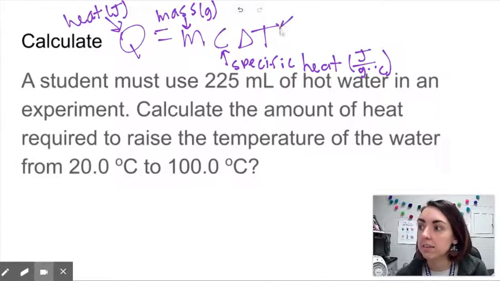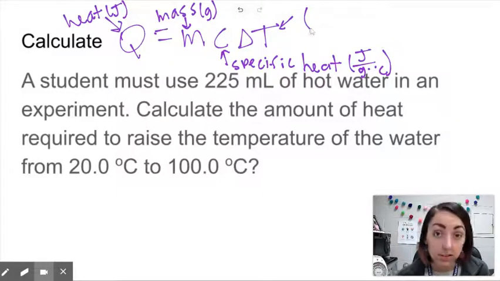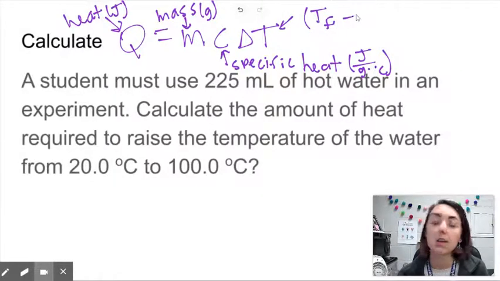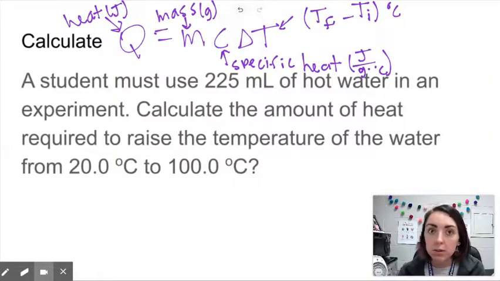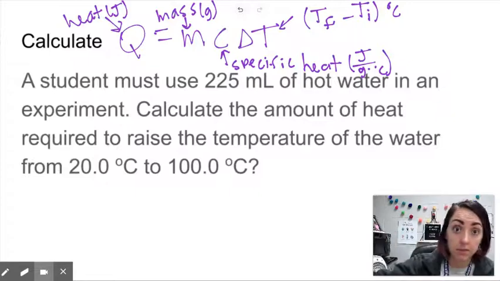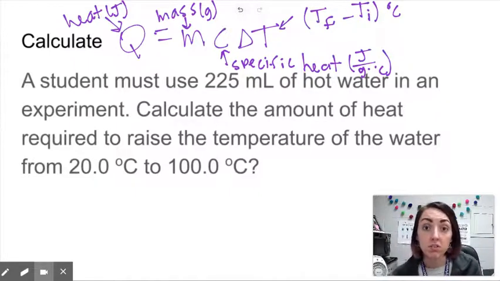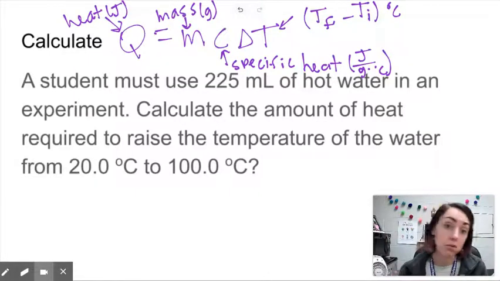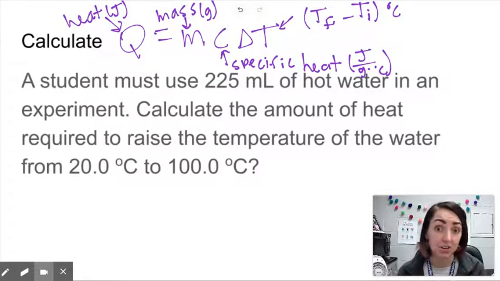And then lastly, we've got delta T. If you remember, delta means change in, so that is T final minus T initial, change in temperature. And that's in degrees Celsius. Okay, so we've got our Q equals mc delta T equation broken down now. And if you don't have this written down at the top of your worksheet, I would write it down as a reminder to yourself so you remember what is what in this equation.